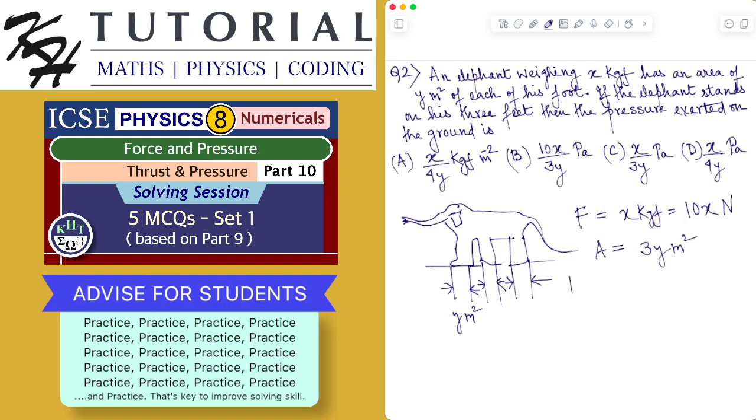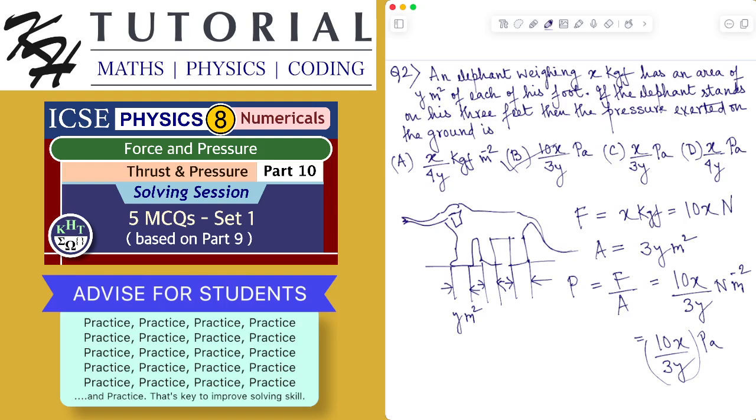Hence the pressure the elephant is exerting on the ground will be F by A, the total weight of the elephant divided by the net area of contact. So this is equal to 10x by 3y Newton per meter square, which is equal to 10x by 3y Pascal. So the correct choice is B. B is the correct choice.